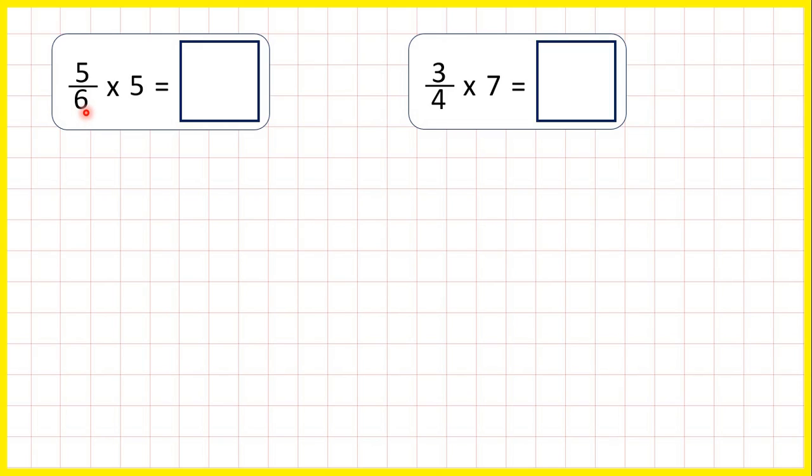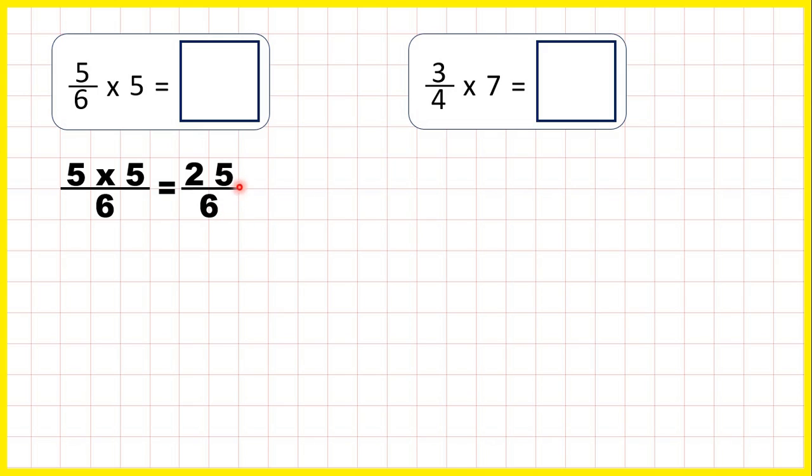Now we're multiplying a fraction by a whole number, and what we need to remember with this is that we only multiply the numerator and the denominator stays the same. So for 5/6 times 5, we're multiplying the numerator, this 5, by 5, but the denominator is going to stay the same. So 5 times 5 is 25, the denominator is still 6, so we have 25/6.